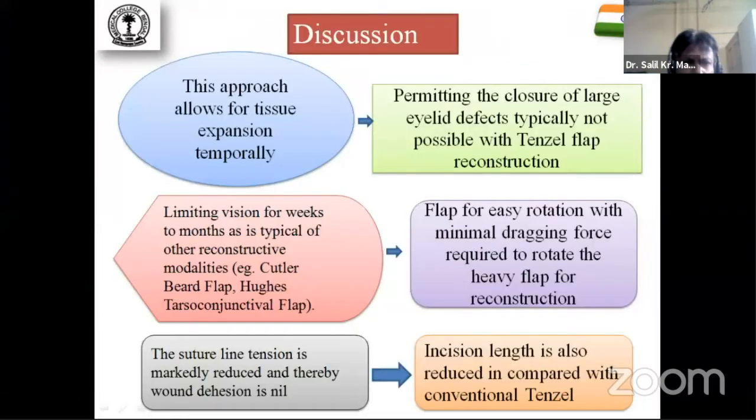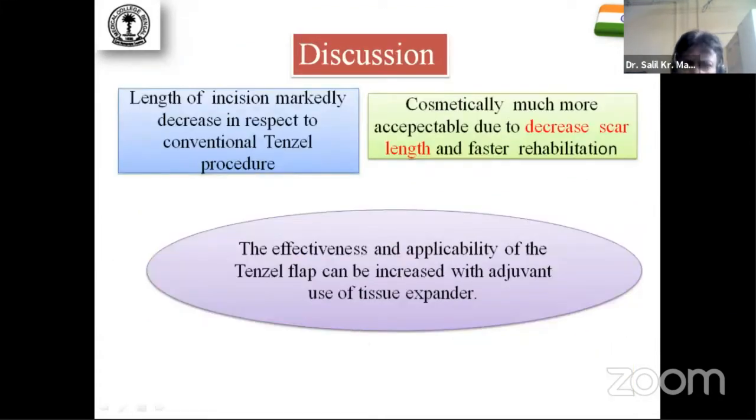This approach allows for temporary tissue expansion, permitting the closure of a large eyelid defect, typically not possible with a tangential flap, limiting vision to weeks, at least in the Cordelebier procedure. The flap rotates easily, requiring minimal dragging force to rotate the heavy flap for reconstruction. Suture line tension is reduced, and the incision is also reduced. Cosmetically it is much better, acceptable due to decreased scar length and faster rehabilitation. The effectiveness and applicability of the tangential flap can be increased with the adjuvant use of a tissue expander.